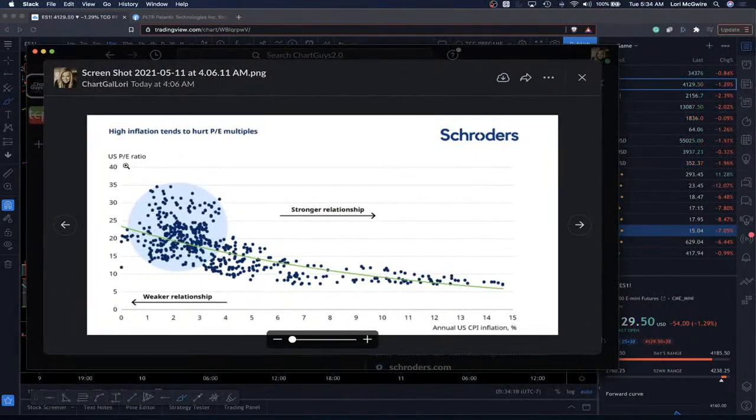PE multiples. So the names with very high PE multiples, i.e. Amazon, Apple, Google, high inflation tends to hurt them more. Why? So excuse this analogy if it doesn't make sense to you. It makes sense to me. So I've tried to explain the dollar value and how it impacts earnings.